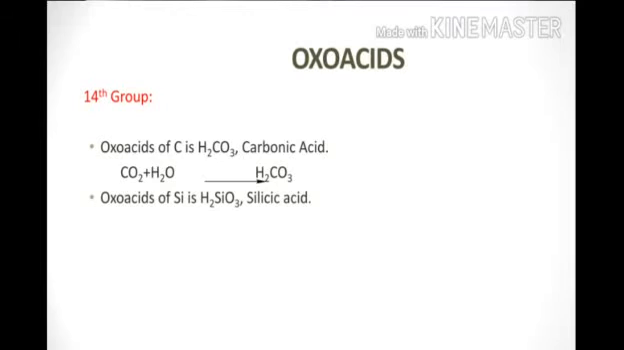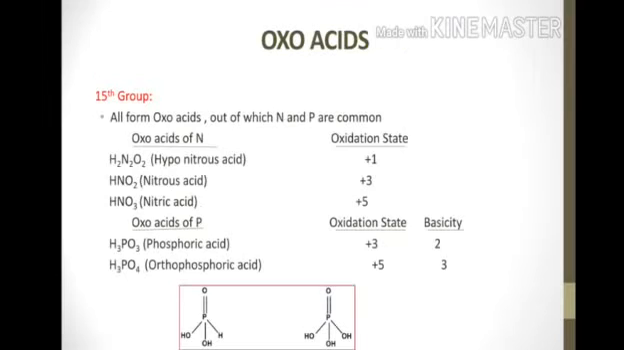Next we can move to the oxo acids of 14th group elements. Here the oxo acid of carbon is H2CO3, called carbonic acid. It is obtained by the dissolution of carbon dioxide in water, that is CO2 + H2O gives H2CO3. The other oxo acid is formed by silicon, H2SiO3, called silicic acid.